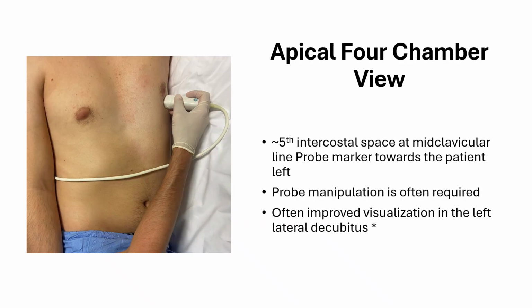Next, we talk about apical four-chamber view. Sometimes it can be challenging to obtain, and placing your patient in the left lateral decubitus position can often improve your image drastically, unless prohibited by the patient's pathology. You place the ultrasound probe aiming towards the left shoulder in the fifth intercostal space at the mid-clavicular line. Quite often you'll need to manipulate the probe in order to optimize the image.